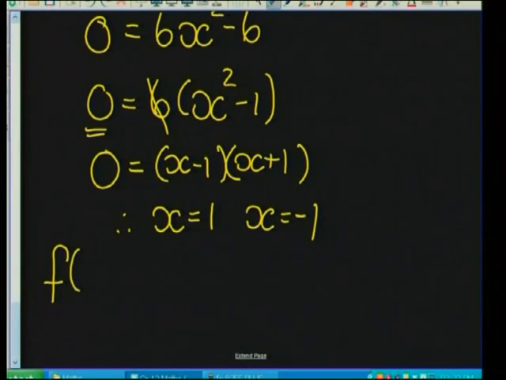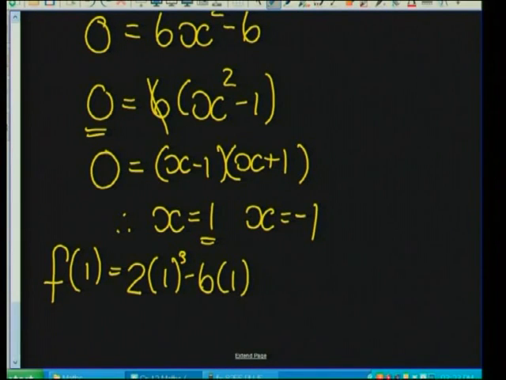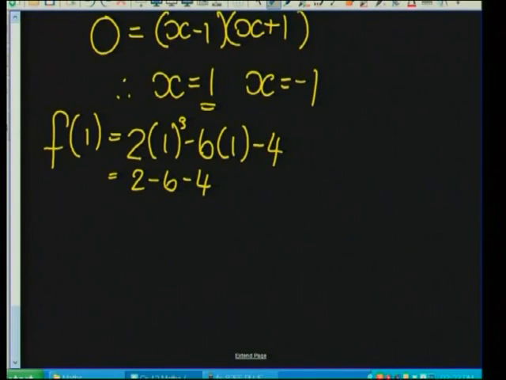Okay, so we're first of all going to have to take f of, let's take the first x value, which is 1, and substitute it back into our original equation. Instead of x, I'm substituting it with 1, so 2 times 1 cubed minus 6 times 1 minus 4, and we are landing up with 2 minus 6 minus 4, and what are we getting there? We're getting negative 8. Okay, that's the one turning point.